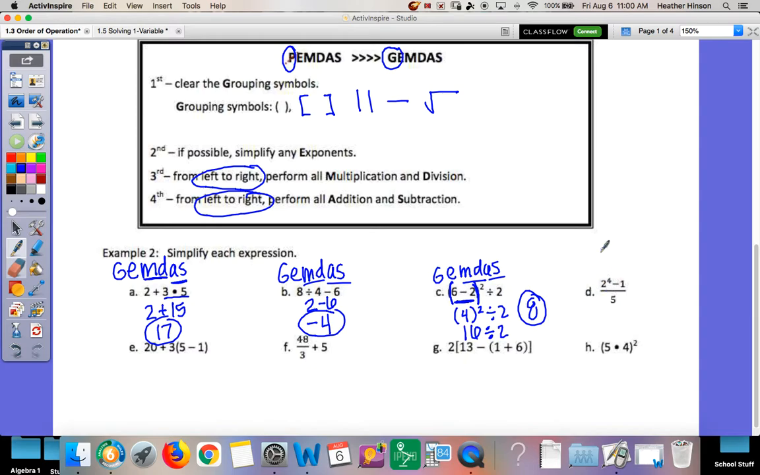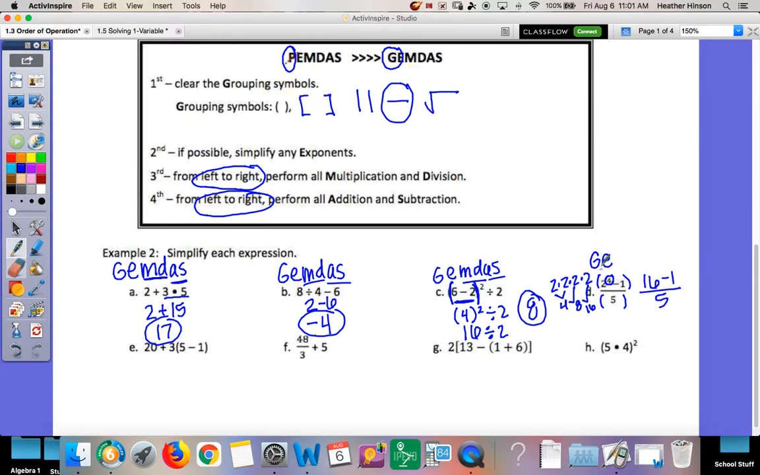Okay, D. Do we have any grouping symbols? Yes. Remember, a fraction bar is a grouping symbol. So we want to work the top and the bottom out separately. What can we do on top? On top, we can go down our GEMDAS. So do we have an exponent on top? Yes. What is 2 to the 4th? 2 is our base number. We're going to multiply it out 4 times. So 2 times 2 times 2 times 2. 2 times 2 is 4, times 2 is 8, times 2 is 16. So that is 16 on top.